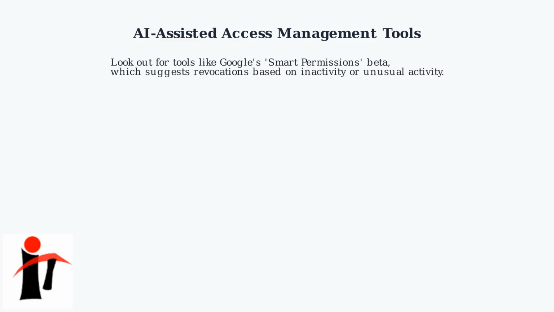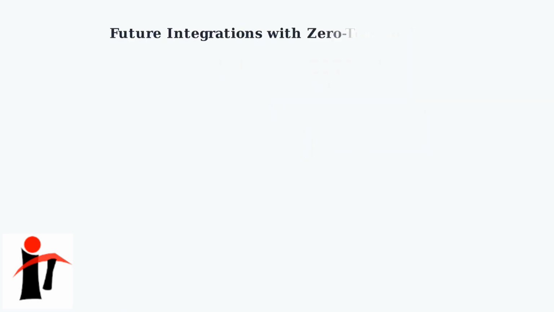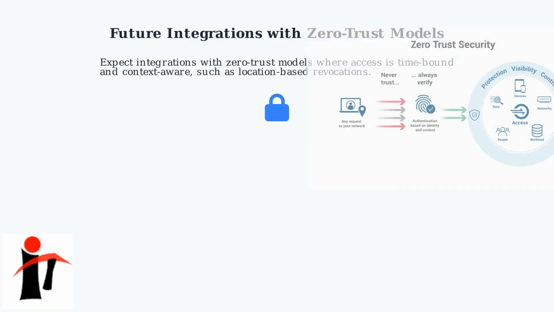AI-assisted access management tools are emerging to help manage permissions more intelligently. Google's Smart Permissions Beta, for example, analyzes user behavior and suggests revoking access for inactive users or those showing unusual activity patterns. Looking ahead, access management will integrate with zero-trust security models. In these systems, access is continuously verified based on context, such as user location or device security, and can be time-bound to automatically revoke permissions after a set period.